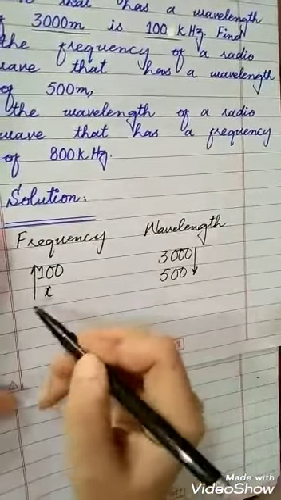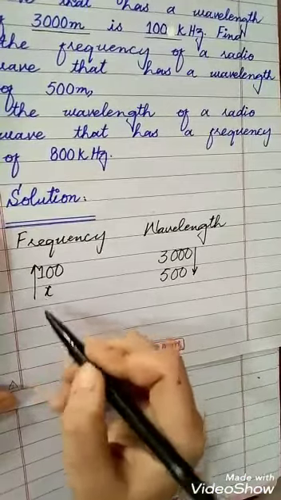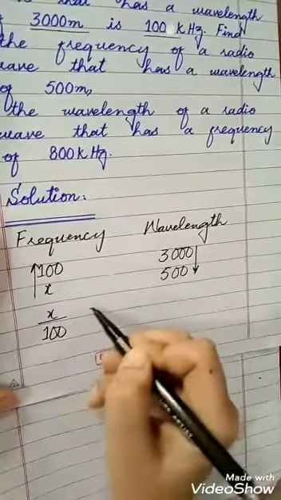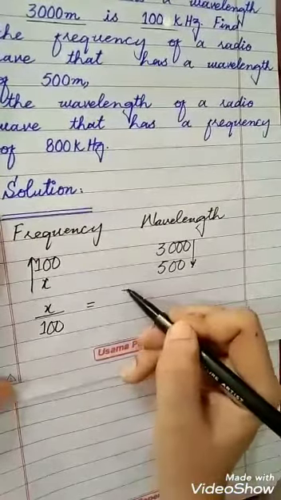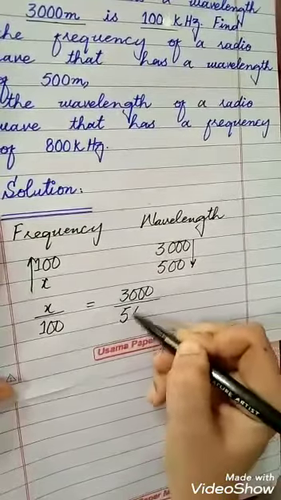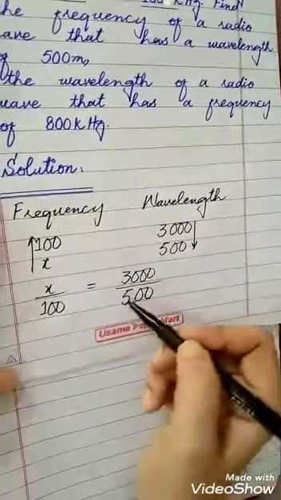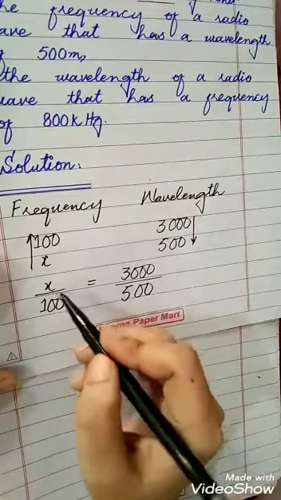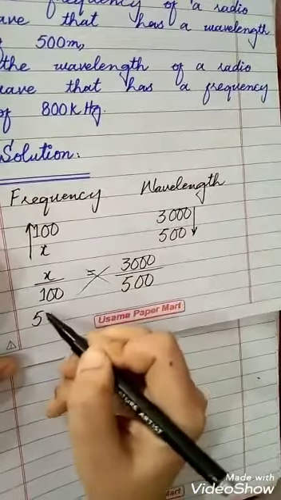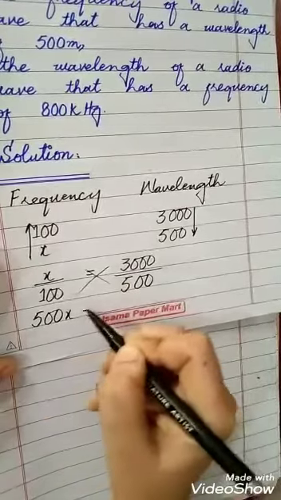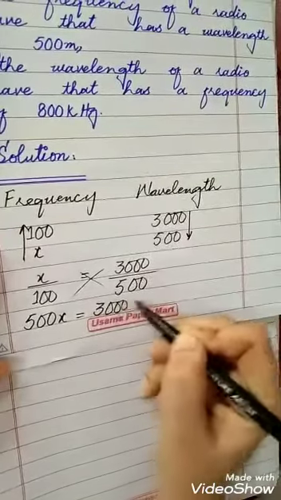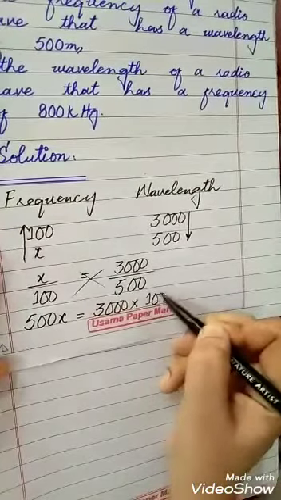So we can put an arrow in the upward direction for frequency and in the downward direction for wavelength. Now we will place the values. We will start writing by the tail, just like x by 100 is equal to 3000 by 500. So how to find the x value? We will cross multiply now. By cross multiplying we got 500x is equal to 3000 multiplied by 100.